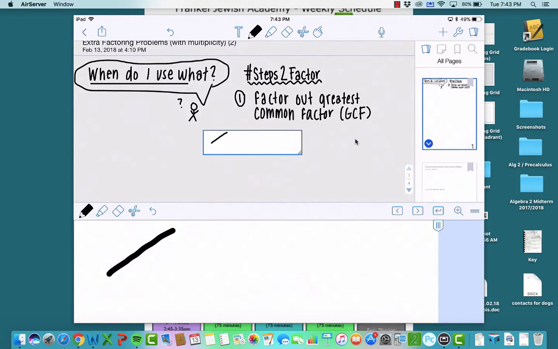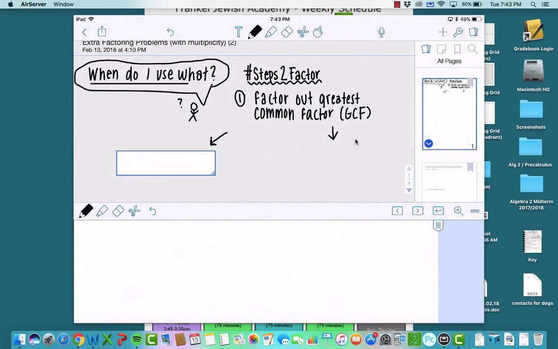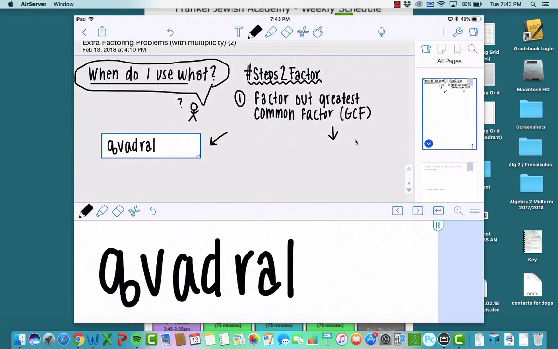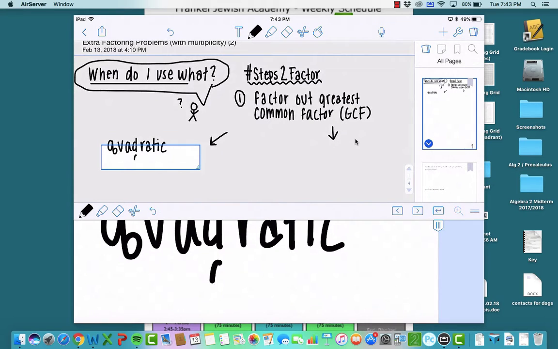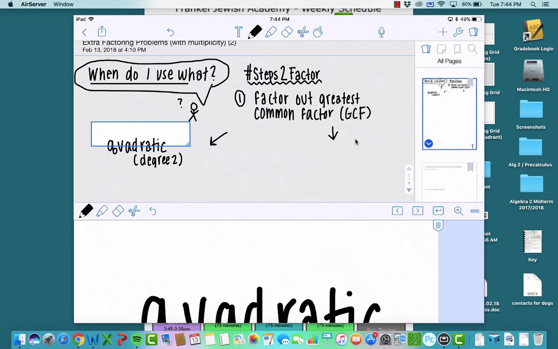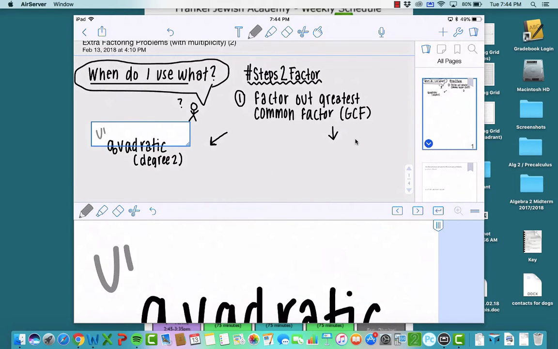Here's where it's going to take two different branches. Okay? So one branch is if you have a quadratic, or a degree 2. And this was essentially that Unit 5 stuff that some of you still need a little bit of practice on.